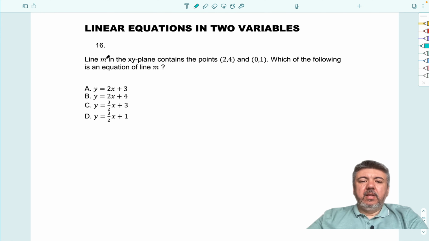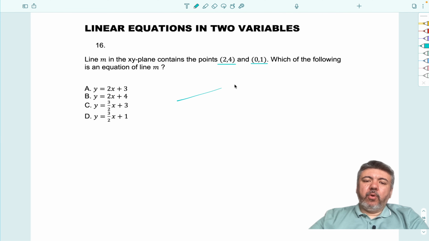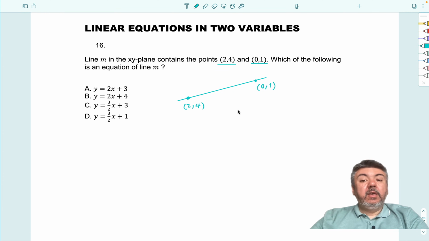Question 16. It tells me line M is in the xy plane containing 2 points, (2, 4) and (0, 1). Which of the following is an equation of line M? So, given 2 points, like (2, 4) and (0, 1), you can write the equation completely.